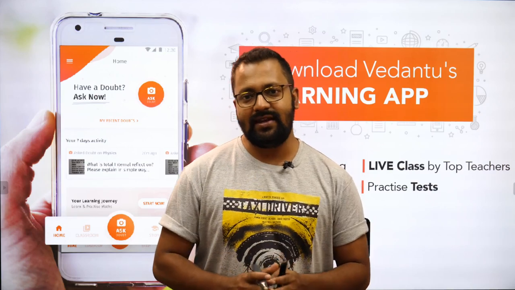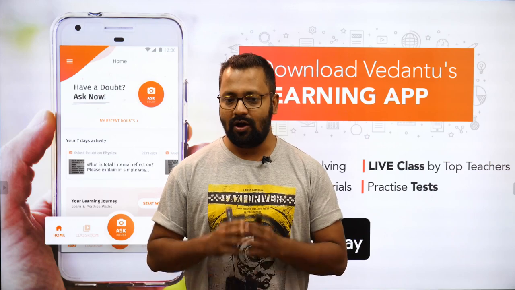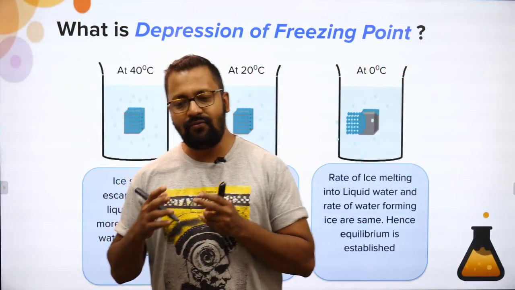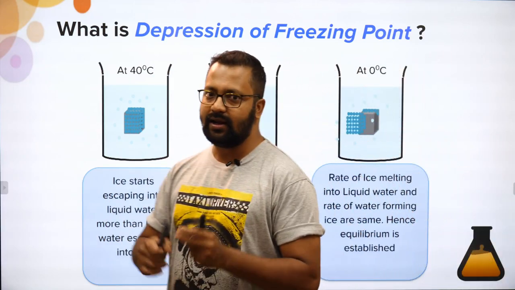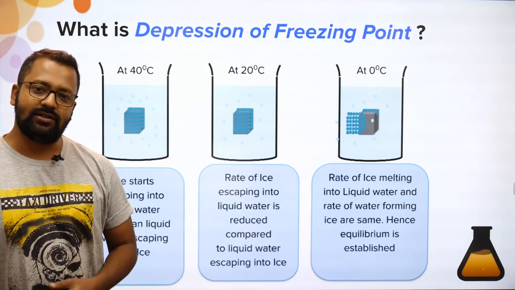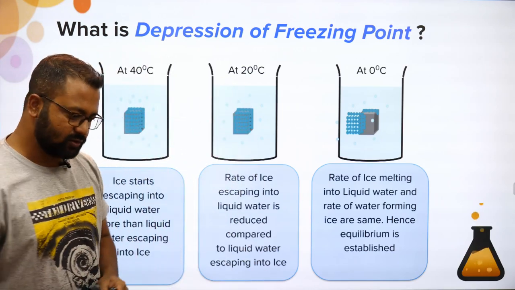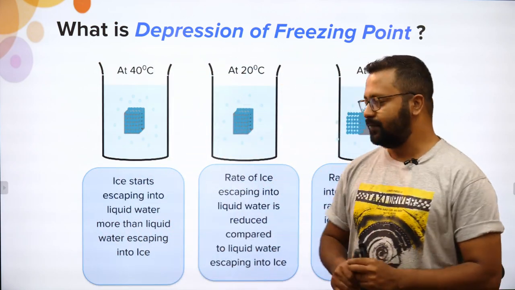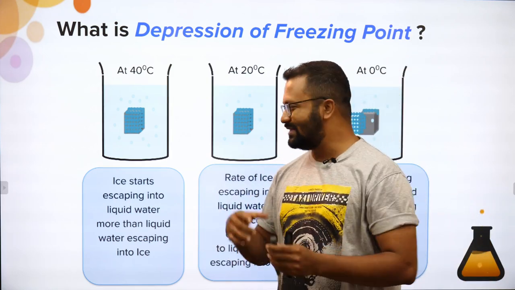Let's start today's session with what is freezing point and what is known as the depression of freezing point. Let's talk about what happens when we freeze something. Let's say I have a vessel in which there is water at 40 degrees Celsius and I have dropped a piece of ice in it. The moment I put some ice in it, what will happen? I would see that the ice is melting into water.